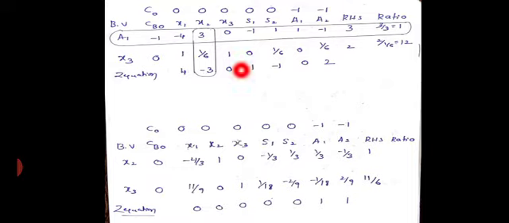See here, again you are taking this as my key column. Again, for getting the key row now. For the key row, how to calculate? Just now I told, take the RHS column divided by the elements with respect to the key column. Here x2 is my key column or entering variable now.